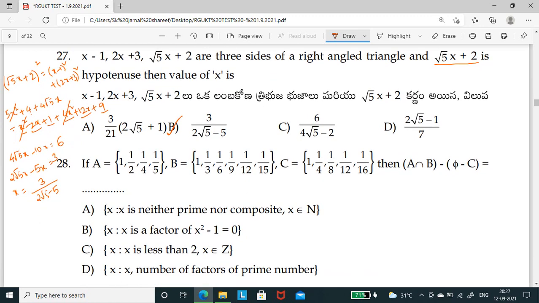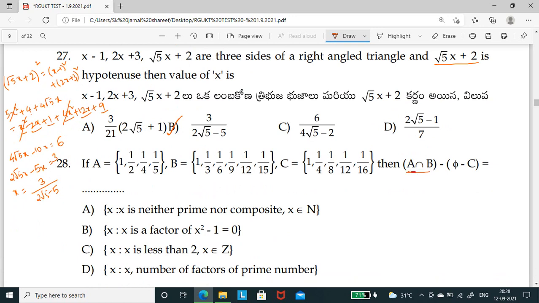Next, question number 28. If A is equal to {1, 1 by 2, 1 by 4, 1 by 5}, B is equal to {1, 1 by 3, 1 by 6, 1 by 9, 1 by 12, 1 by 15}, C is equal to {1, 1 by 4, 1 by 8, 1 by 12, 1 by 16}, then (A intersection B) minus 5 minus C is equal to, right?